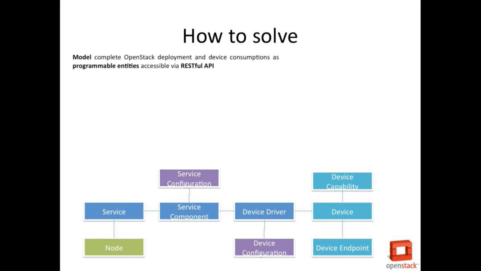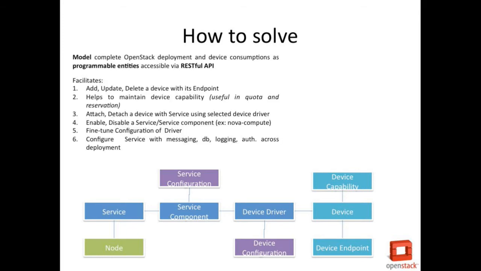Now the device is modeled. Once you model the device, you want to connect to it. For example, if you want to connect to Ceph, you give the IP address, username, password. That's the endpoint. And every device consumed in OpenStack has capabilities, so you can model them as device capabilities. By modeling all these entities as one service, we can solve all the problems I showed in the earlier slide. You can add, update, delete the device, onboard it, or put it into maintenance state, and you can maintain the device capability. How does it help? It helps you maintain quota management or reservation.